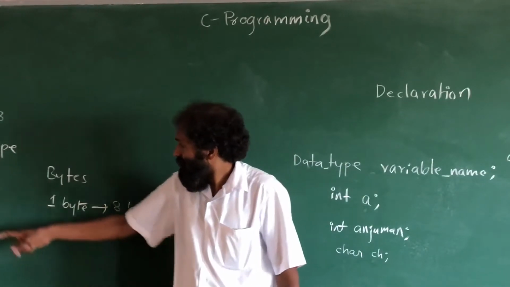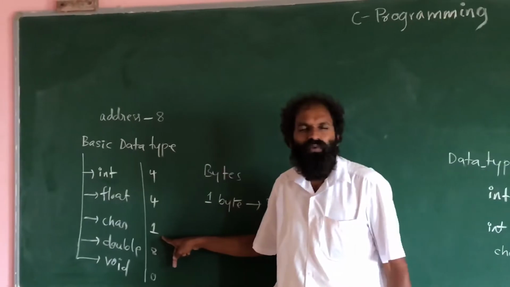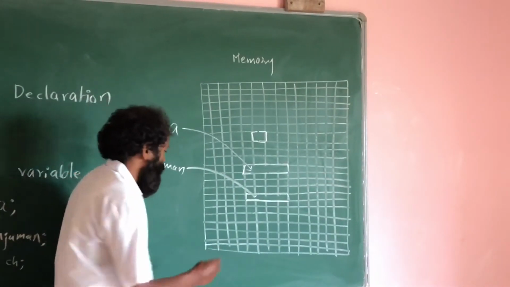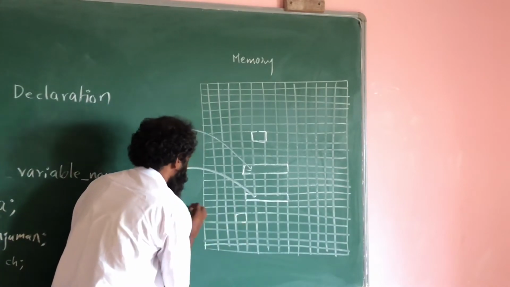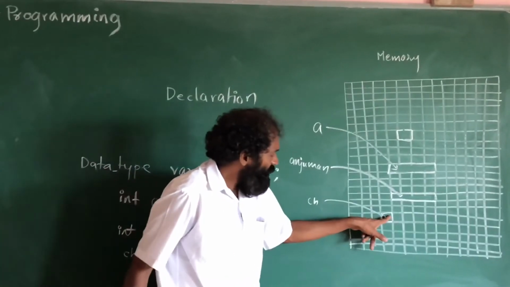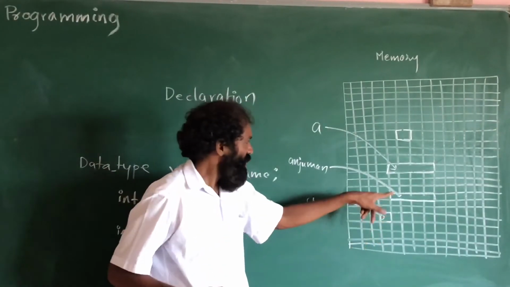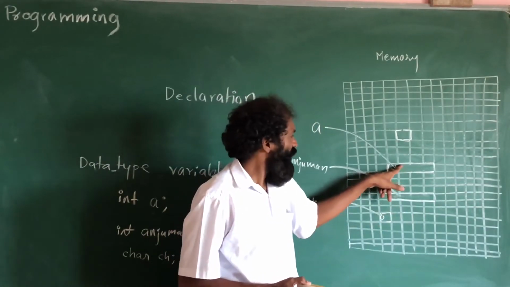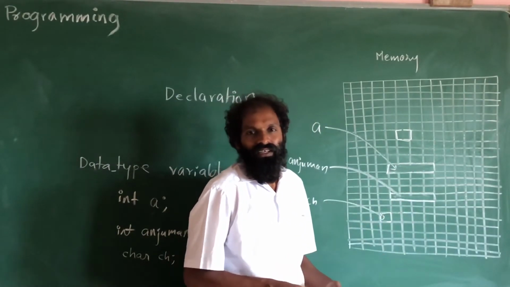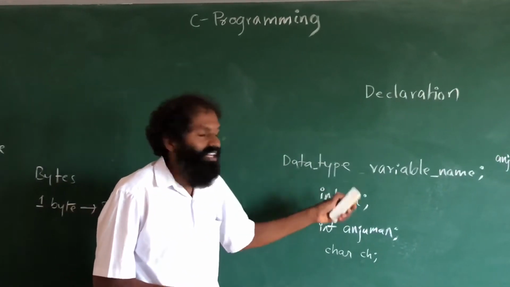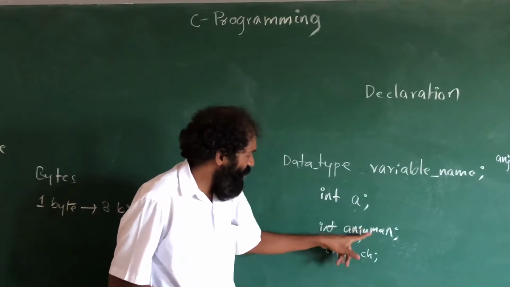Okay, fine. Now, a character means just one byte, one box is enough. So somewhere it takes one box and its name is ch. So here we can store a single character. Here we can store any number. In this way, we declare an ordinary variable. These are called ordinary variables.